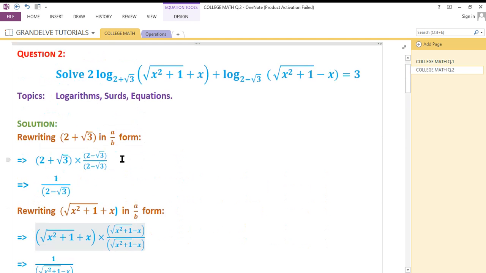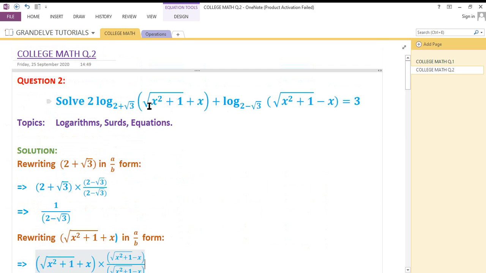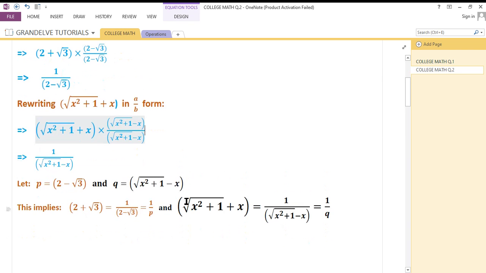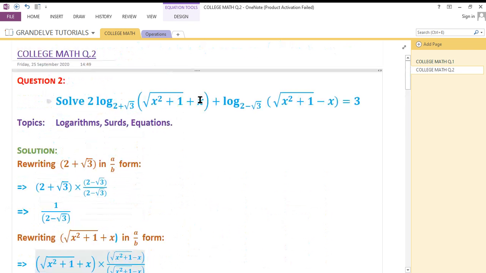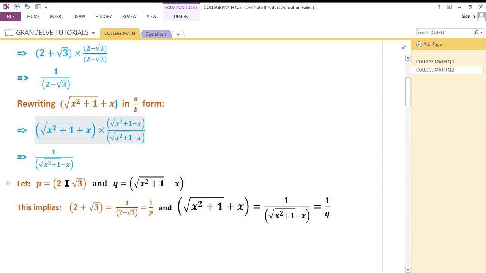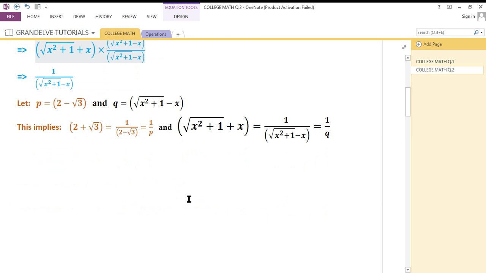Then it means that in the original equation, wherever we see 2 plus square root of 3, we can put 1 over p there. And where we see square root of x squared plus 1 plus x, we can put 1 over q there. Likewise, where we see 2 minus square root of 3, we can put p there. And where we see square root of x squared plus 1 minus x, we can put q there. So let's do that substitution and see where we will arrive at.